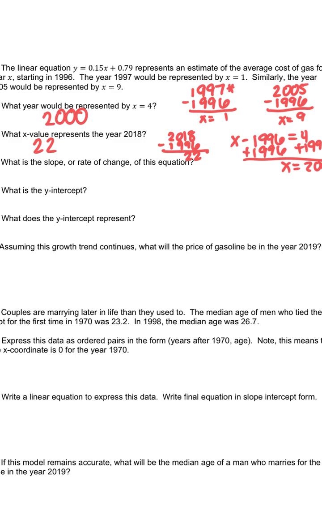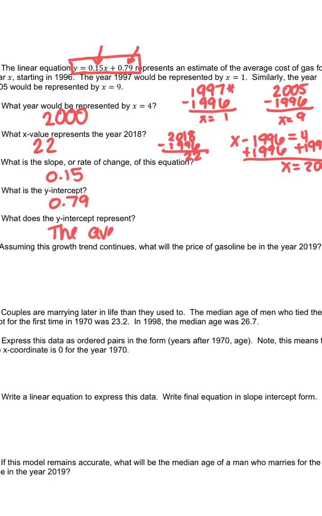Now it says, what is the slope or rate of change of this equation? So again, we're talking about this equation up here that they gave us. So our slope is right there. That is the 0.15. What is the y-intercept? That's that number right there, 0.79. What does the y-intercept represent? Think about that for a second. That would be the average cost of gas in 1996.